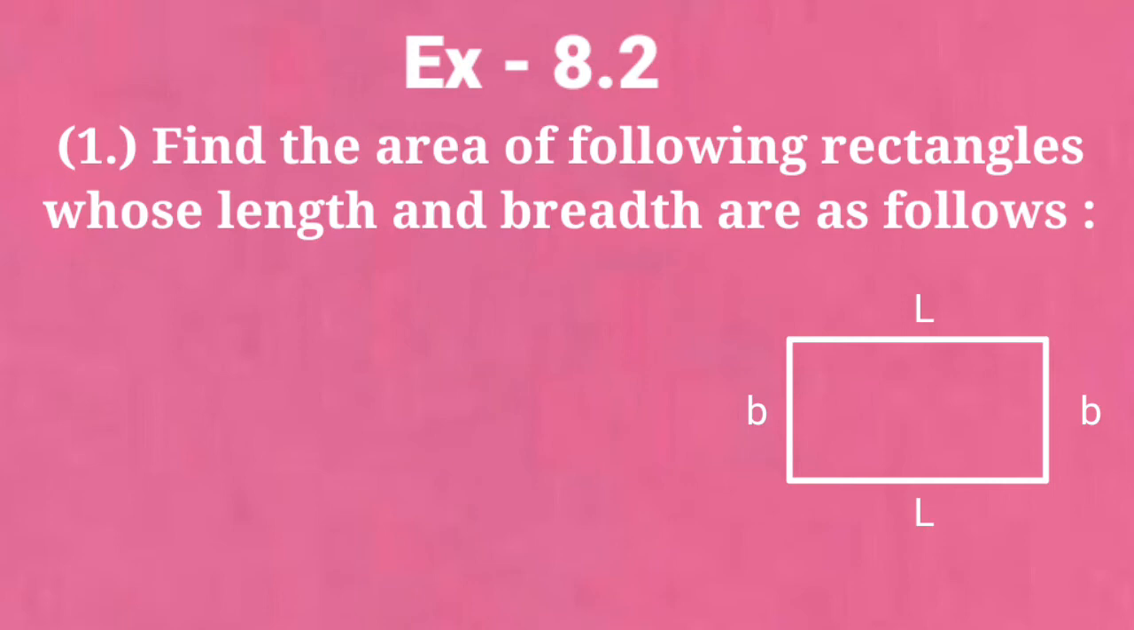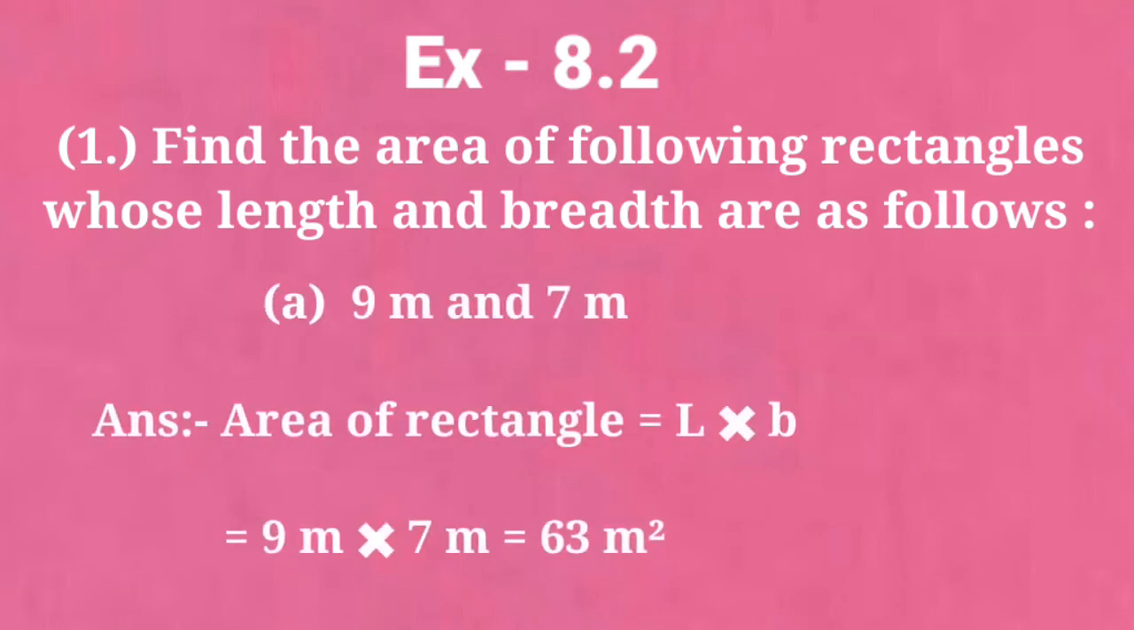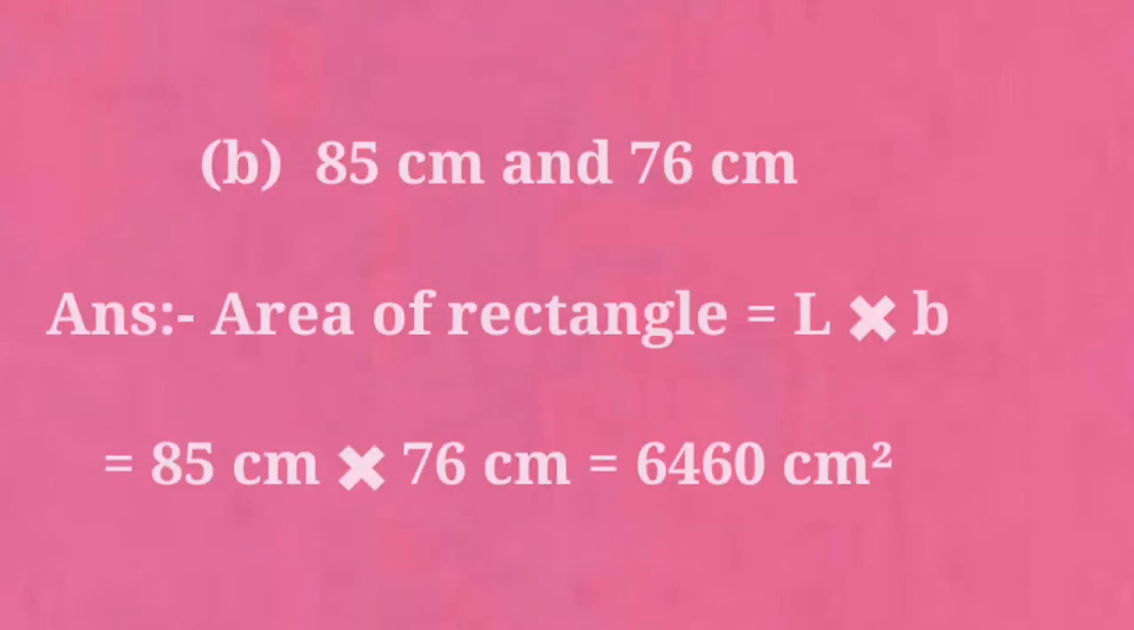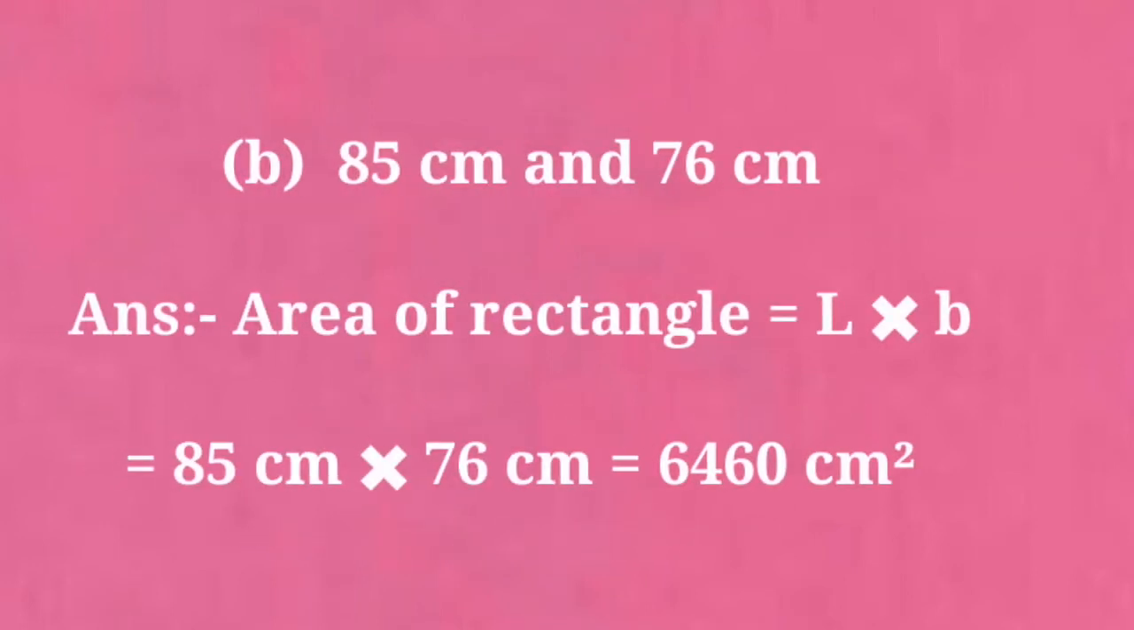follows. So here you can see this is called rectangle. Rectangle is the quadrilateral or polygon of four sides whose opposite sides are equal and all the angles are equal, which are 90 degrees. So here we are given length and breadth 9 meter and 7 meter respectively. So area of rectangle is given by length multiplied by breadth. Length into breadth. So here 9 meter into 7 meter gives us 63 meter squares. Answer. Similarly, B part, here length and breadth are respectively 85 centimeter and 76 centimeter.